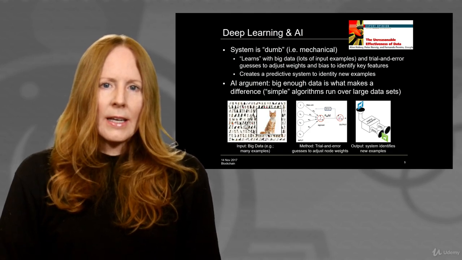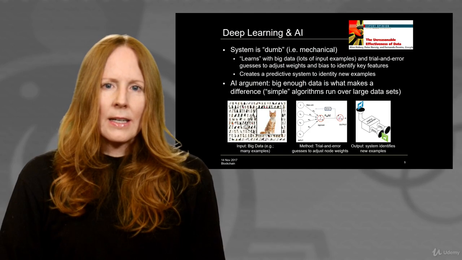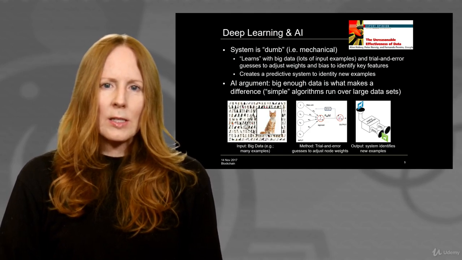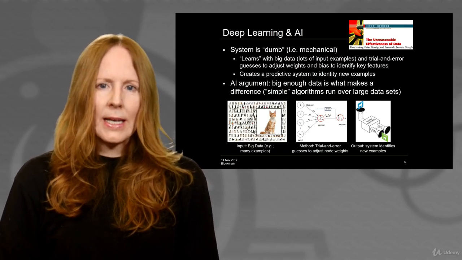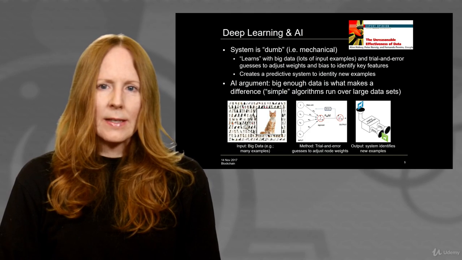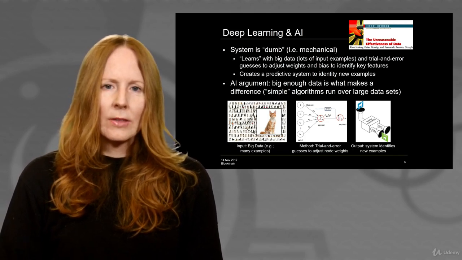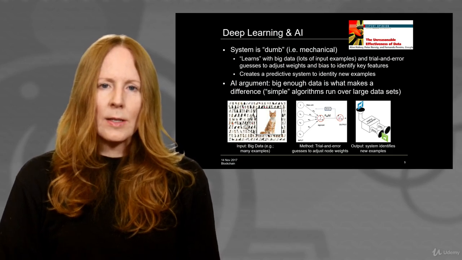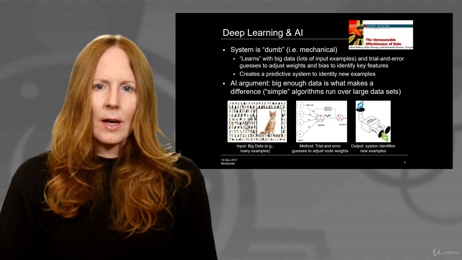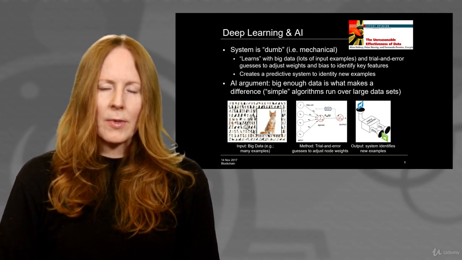Deep learning and AI is an interesting point in that the system itself is dumb, it's mechanical. The system learns, so to speak, with big data, having lots of input examples, and making trial and error guesses to adjust weights and biases to identify key features. The system creates a predictive method of identifying new examples.